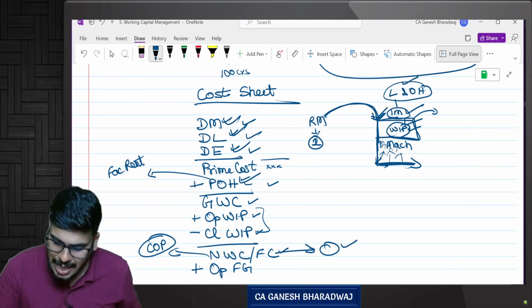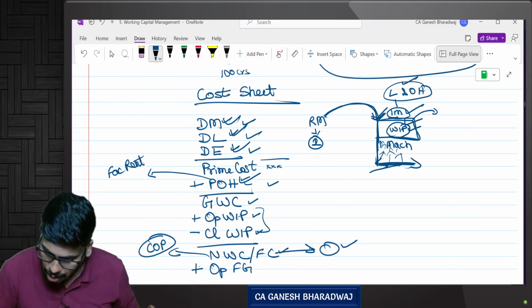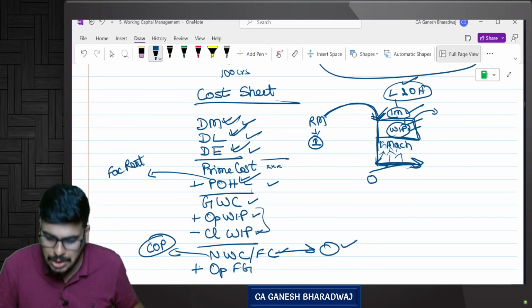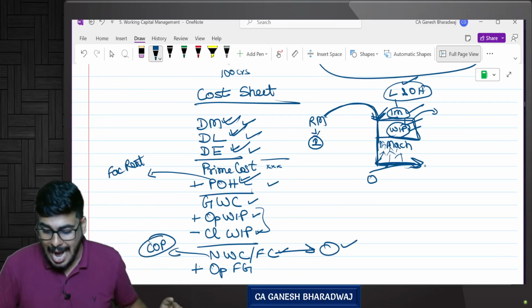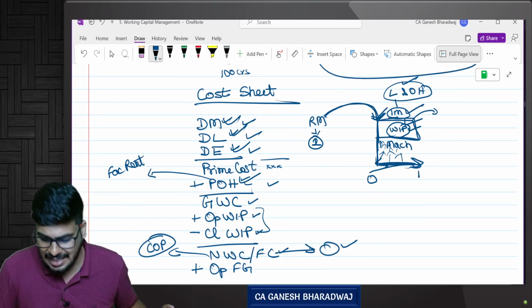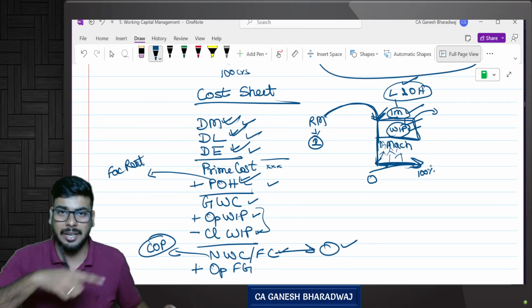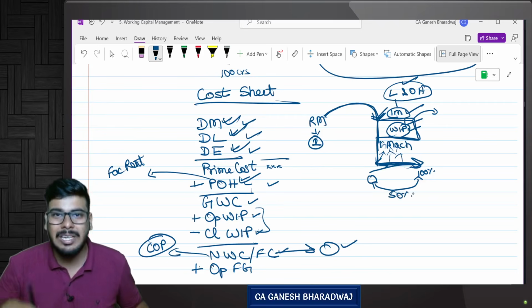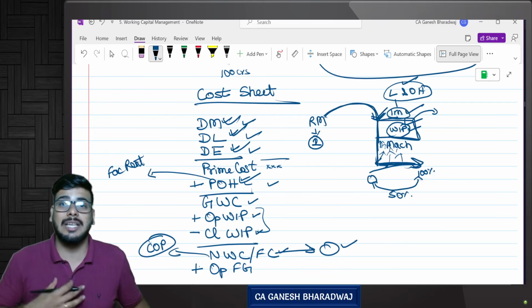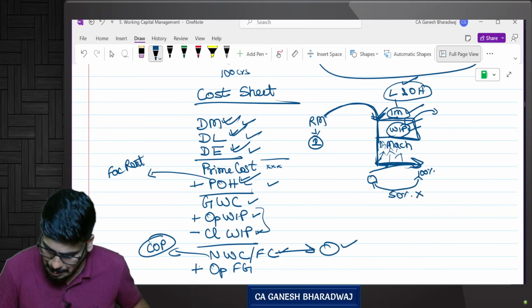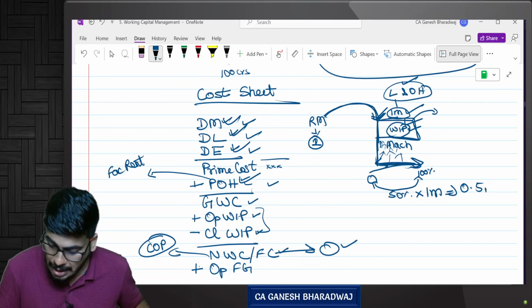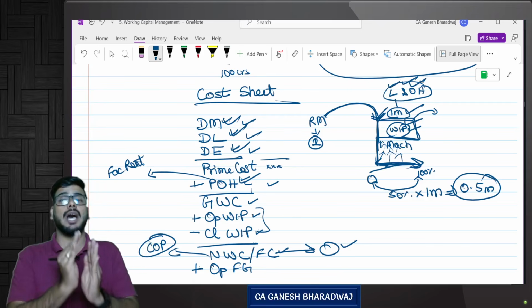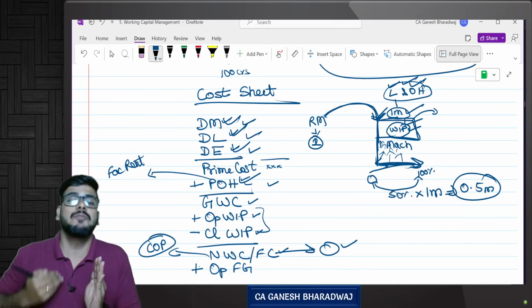Or in other words, labor and overheads, unlike raw material, get accrued evenly during the period of my WIP. At the beginning of this 1 month, I don't incur any labor and overhead costs. At the end of this 1 month, I incur the entire labor and overhead cost. So on average, can I say 50% is the amount of cost that gets blocked in my business, which is 0.5 month? So I need 0.5 months equivalent of labor and overheads to be funded upfront, so that I can smoothly run my operations.